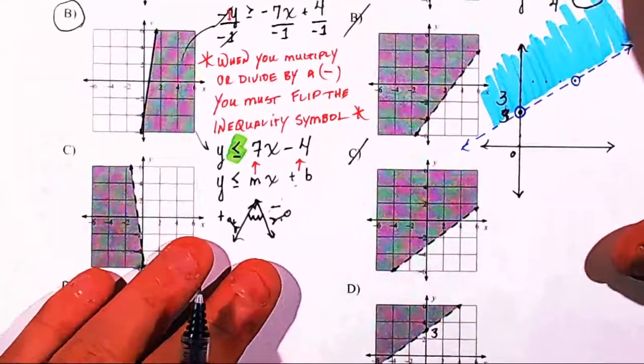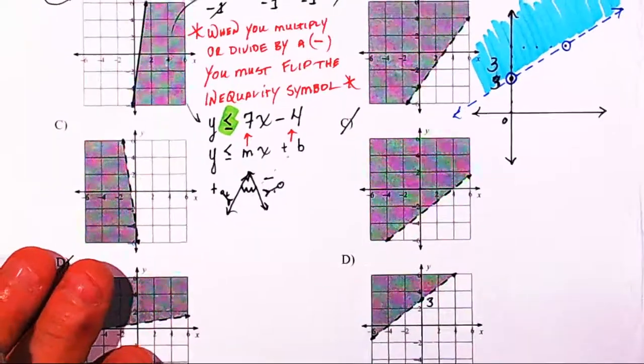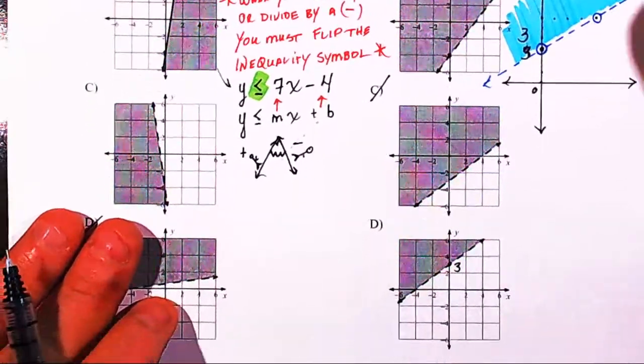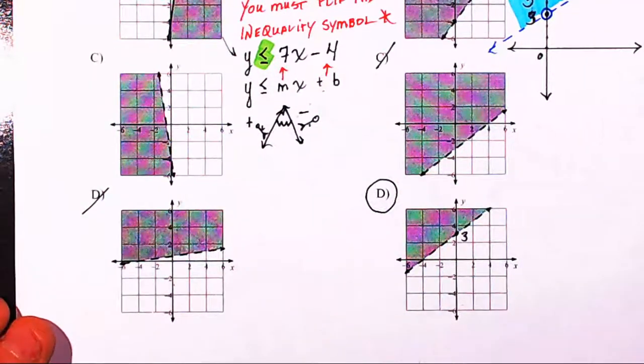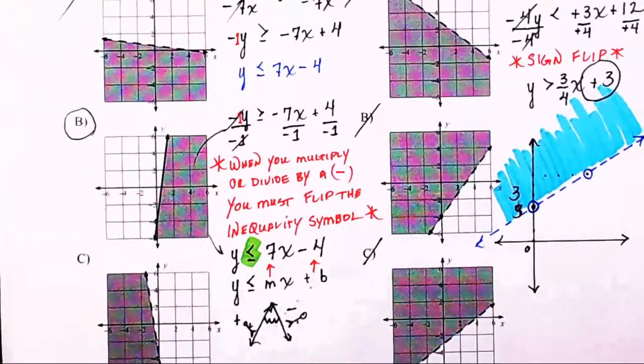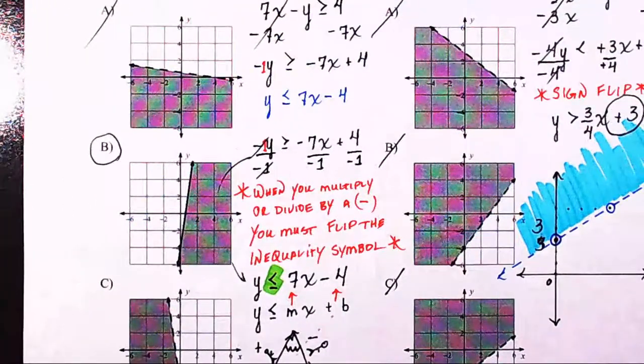So does D look like our graph? Yeah, it does. It looks a lot like it. So the answer is D. All right. Well, I hope that was useful to you.